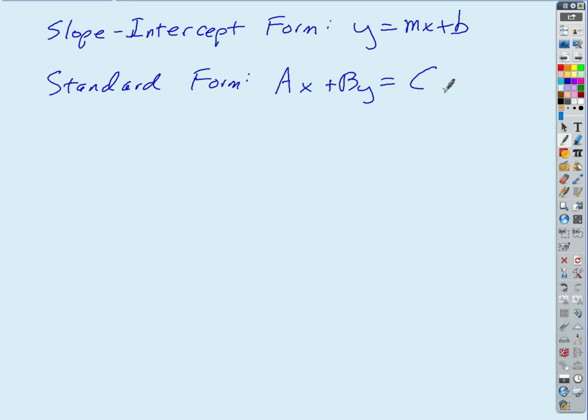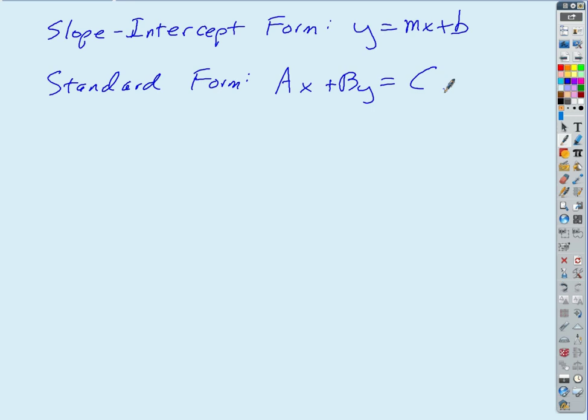Now, what had to be true? A, B, and C didn't really mean anything nice. Like, they're not slopes or y-intercepts. They're just numbers. But what has to be true of those numbers? Will it be divisible by 1? Okay, so they have to be integers, right? Can't be fractions or decimals. So A, B, and C have to be integers. What else? A has to be positive. Good. Those are the 2 biggies.